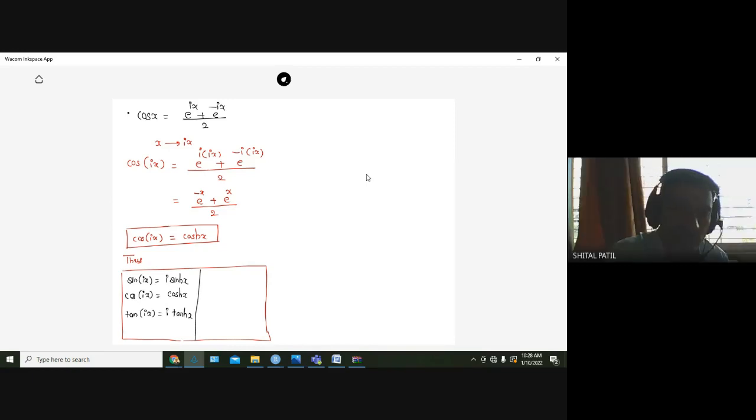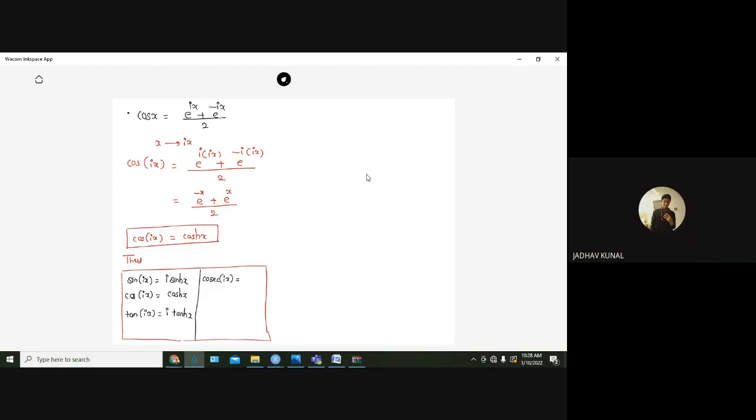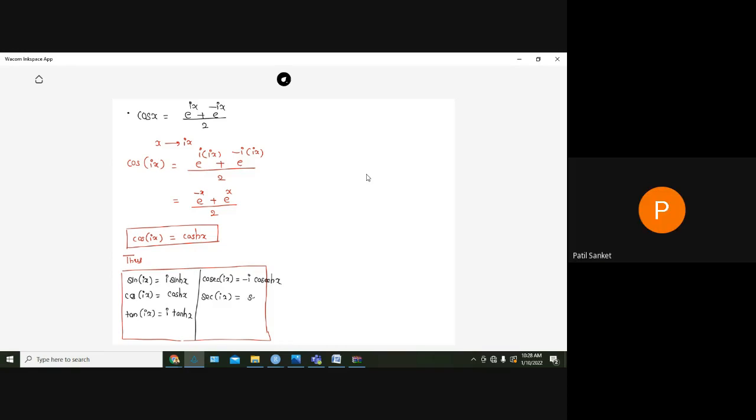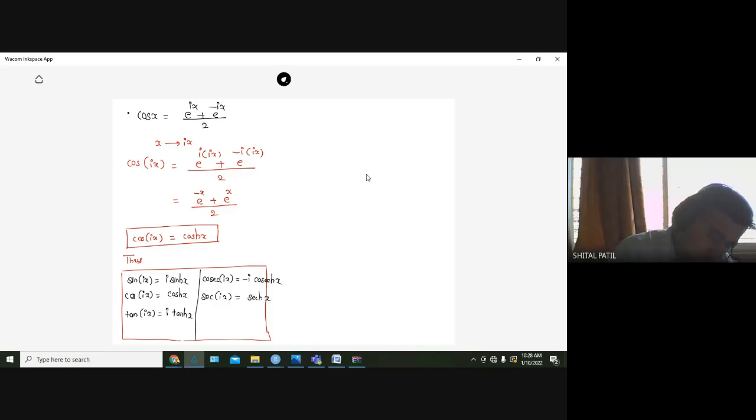Okay, I will go to the reciprocals. So, cosec of ix. Can anyone predict what will be the answer? Minus i, very good. Minus i cosec hyperbolic, since we have to take the reciprocal. So what will be 1 upon i? Minus i. Cosec hyperbolic of x. What about sec of ix? Sec hyperbolic of x. Coefficient is 1.